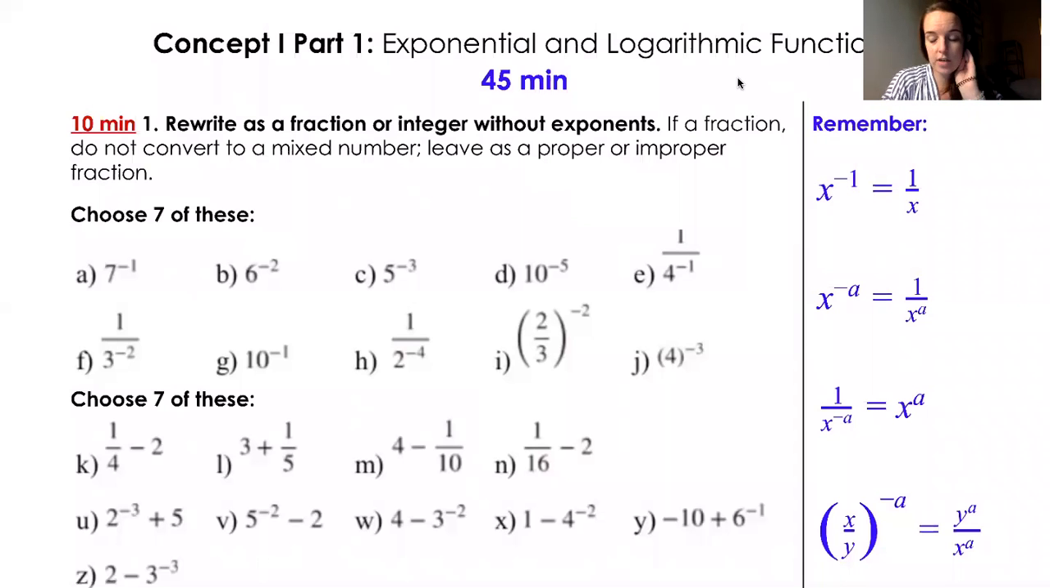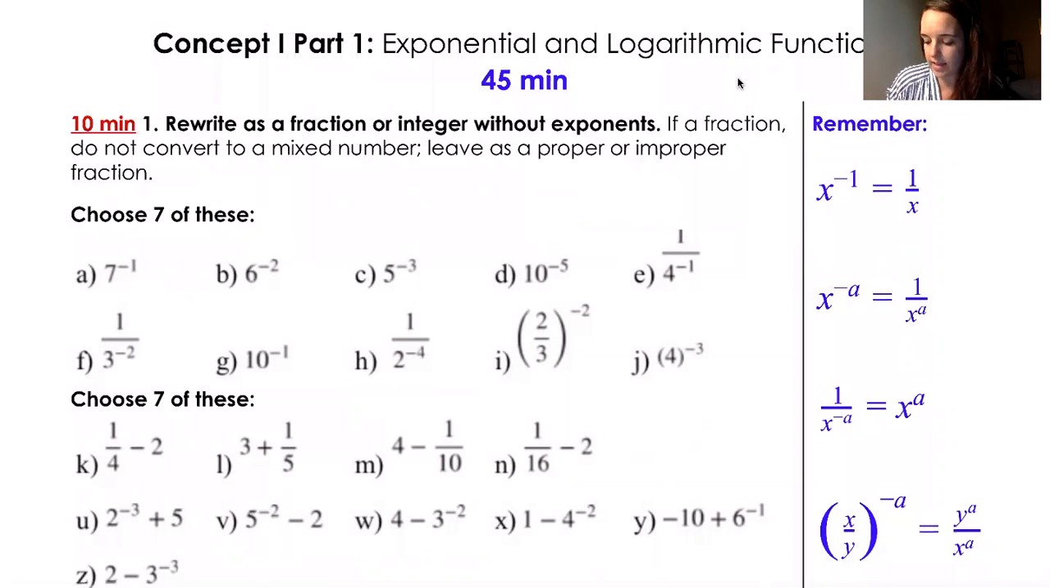Hi guys, recording this for concept I, so exponential and logarithmic functions. So the first directions say rewrite as a fraction or integer without exponents. So lots of exponents I'm seeing here, trying to get rid of them. It says if a fraction, do not convert to a mixed number.